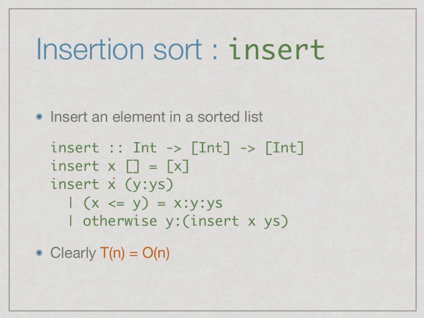This in general could require us to push x all the way to the end of the list. So if we take the input size of insert to be the size of the list into which we are inserting, it's clear that the worst case complexity T of n is big O of n.